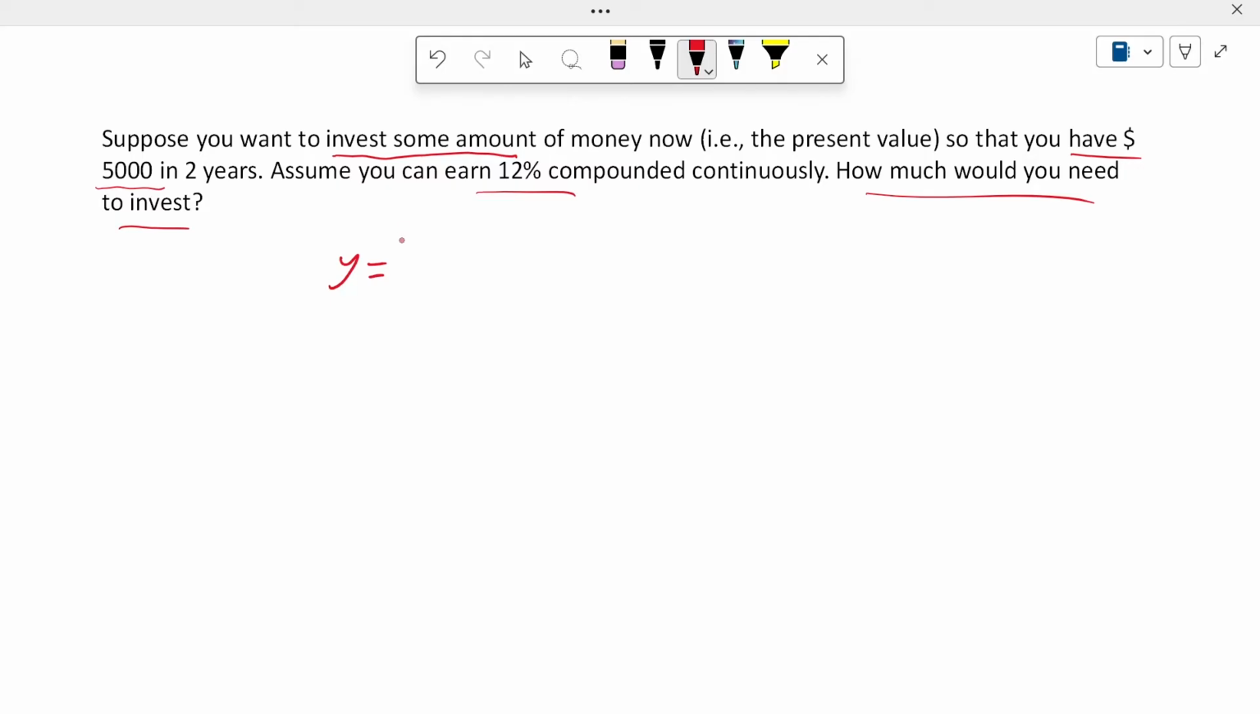Now this y is the amount you're going to get after a certain amount of time. So y is equal to y naught exponential rt. From this we know that r is equivalent to 12%, which is equal to 0.12. At the end, you want to get y equal to 5,000. So this is a reverse question. We need to find y naught.